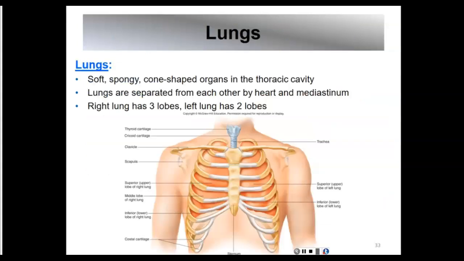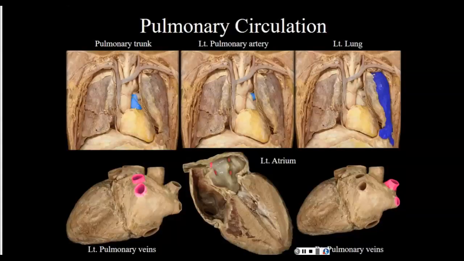The lungs are soft, spongy, cone-shaped organs in the thoracic cavity. The lungs are separated from each other by the heart and the mediastinum. The right side has 3 lobes, the left side has 2. And this is due to the heart being more to the left. Remember our pulmonary circulation. This should be a review for you. It's coming up from the right ventricle to the pulmonary trunk, to the pulmonary arteries, out to the lung, and then back by way of the pulmonary veins to the left atrium.